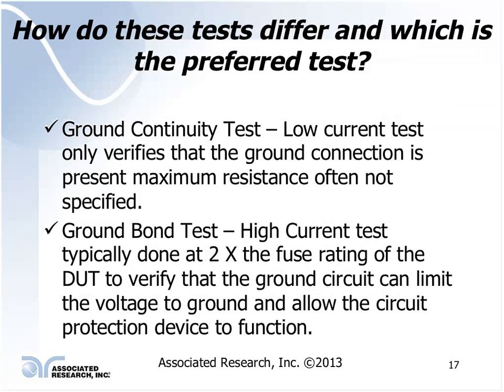Where the ground bond test is in fact a high current test. It's done at twice the fuse rating of the device, and it verifies that the ground conductor can actually limit the voltage to ground and allow for the circuit protection device of the product actually to function.